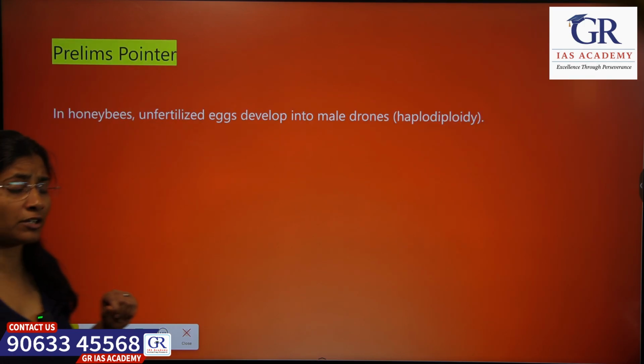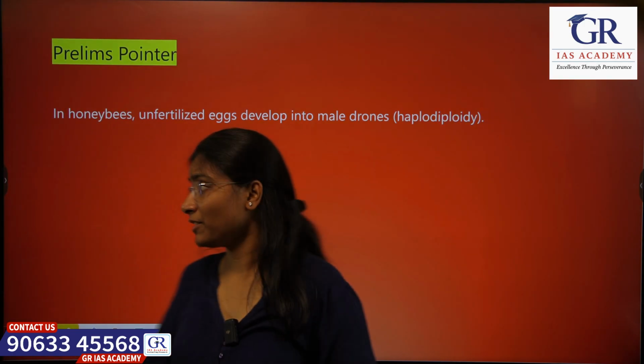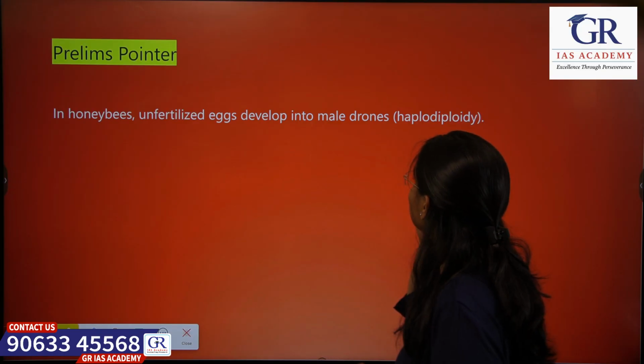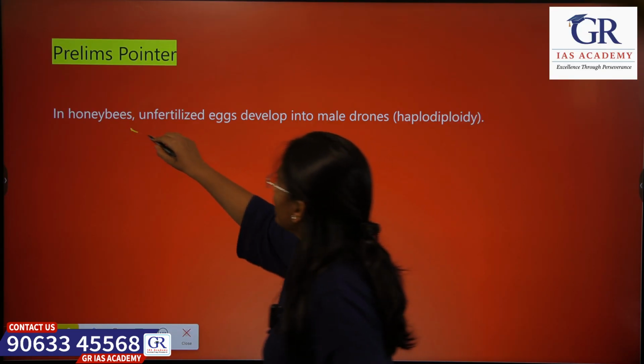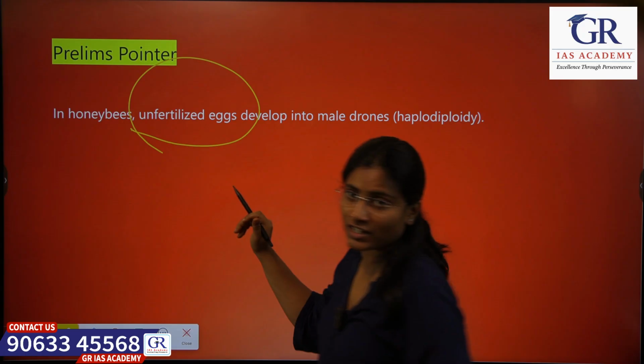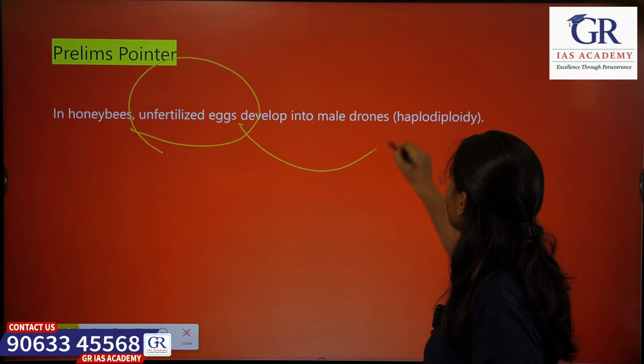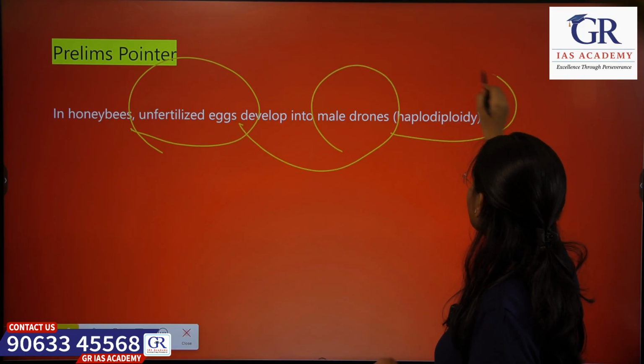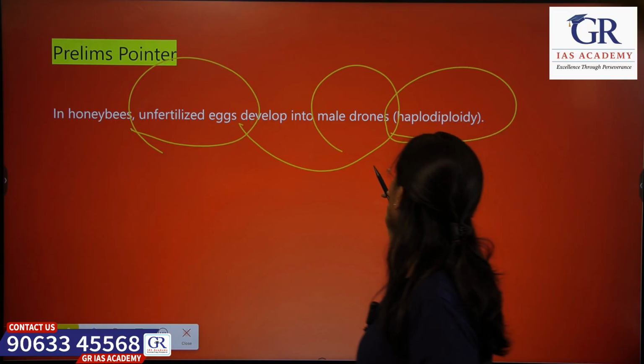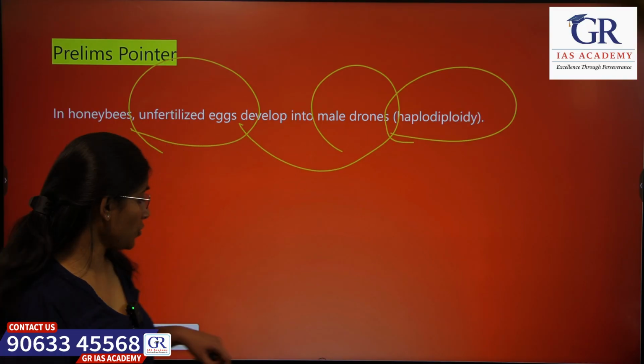So what do you have to remember for our prelims exam here? You have to remember, in honeybees also, unfertilized eggs develop into male drones, which is called haplodiploidy. Okay?